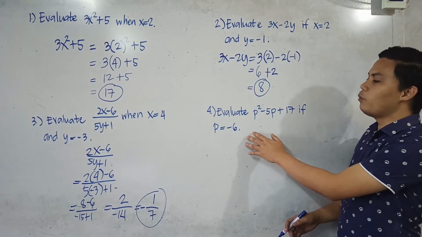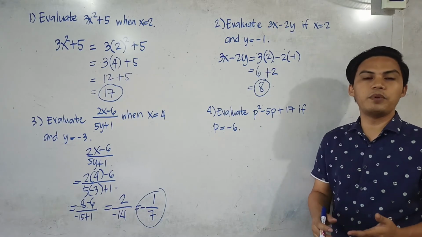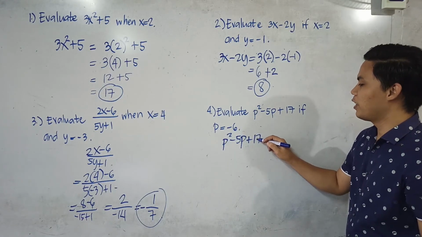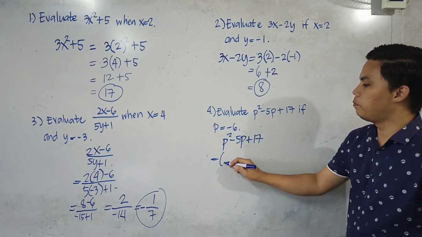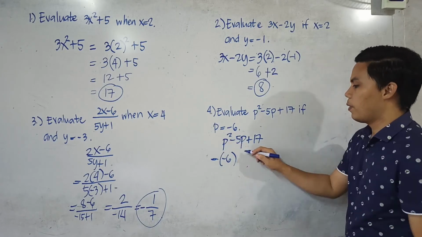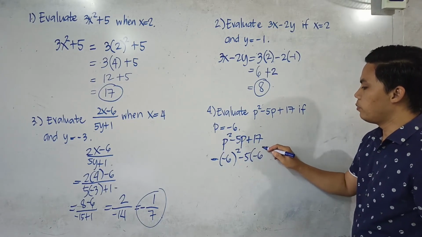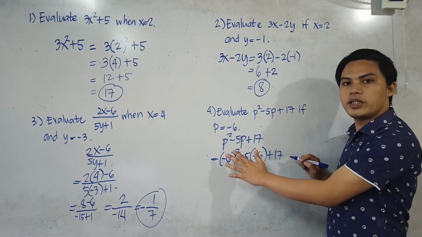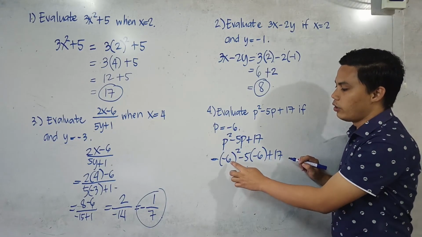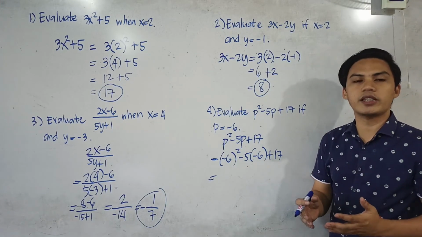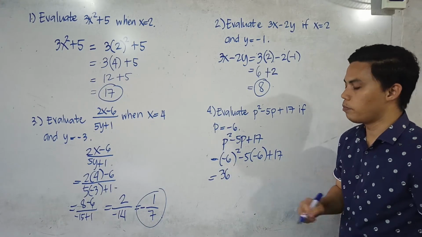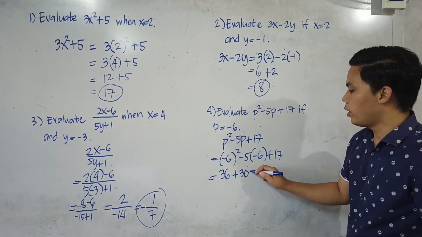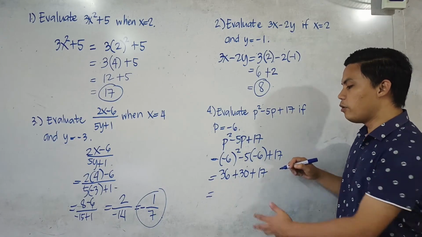Last example. Evaluate p squared minus 5p plus 17 if p is equal to negative 6. So, sulat again yung given, then substitute. So, we have negative 6 squared minus 5 times negative 6 and plus 17. So, mapapansin niyo dalawang beses tayo na-substitute kasi dalawang beses din nakasulat yung variable na p. Okay? So, negative 6 squared, that is negative 6 times negative 6. So, it would be equal to positive 36. Negative 5 times negative 6, that is equal to positive 30. Then, plus 17.